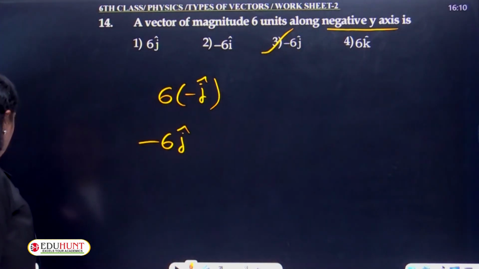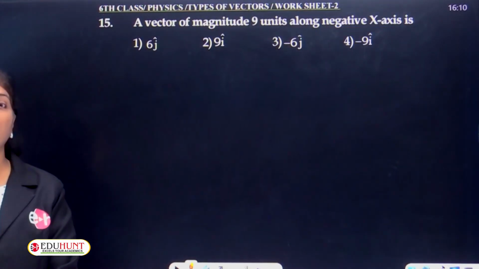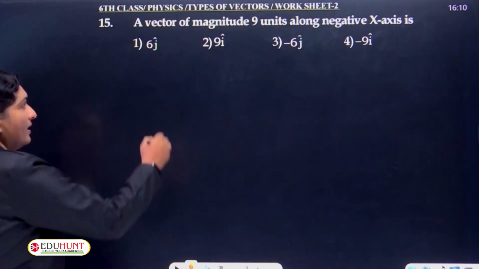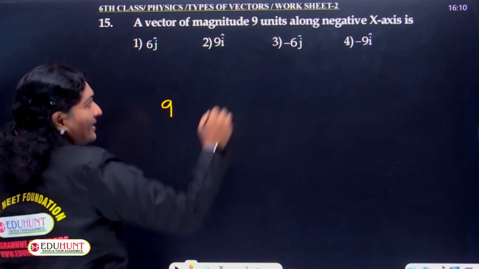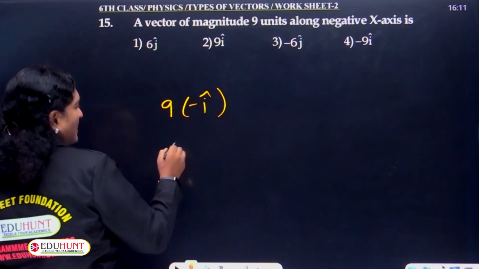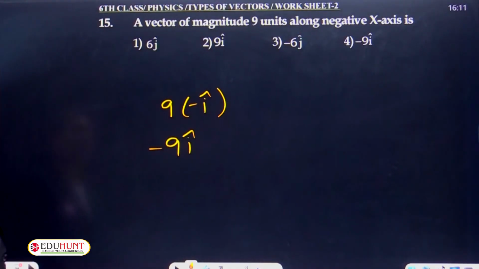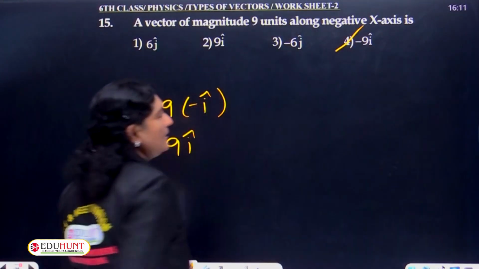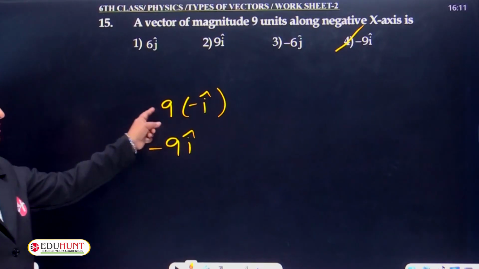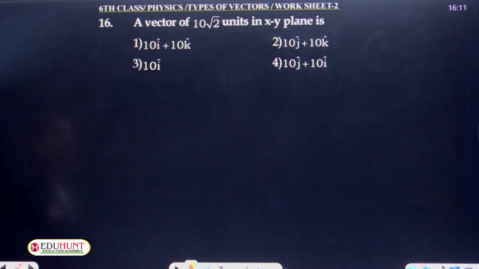Moving ahead with the next question, that is the 15th question. A vector of magnitude 9 units. What is the magnitude given? 9 units and lying along the negative x-axis. Negative x-axis is indicated by minus i cap. So what is the value? Minus 9 i cap must be the answer. So option 4 must be true. Magnitude and direction.